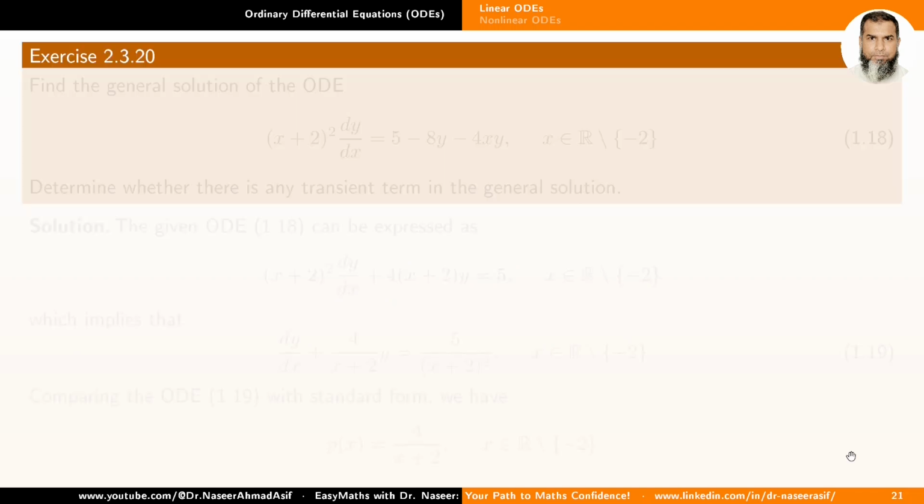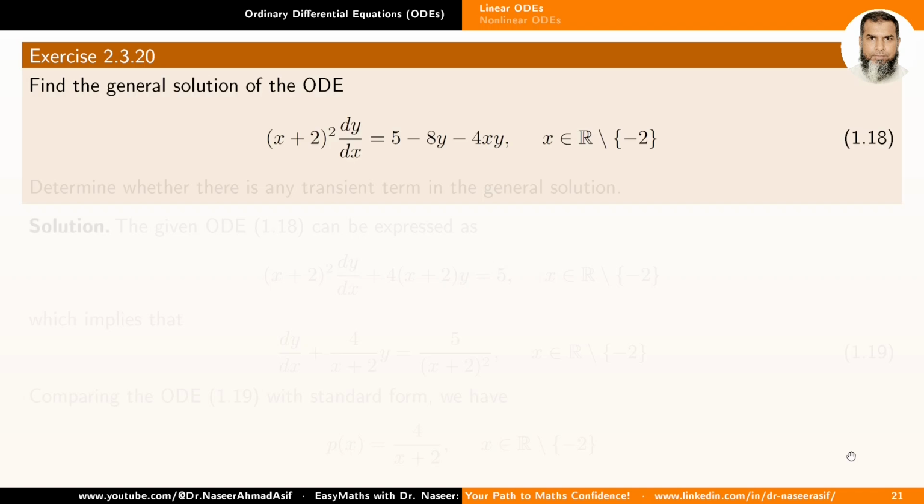We'll see another exercise. Find the general solution of the ODE (x+2)² dy/dx is equal to 5 minus 8y minus 4xy, where x belongs to R other than -2. Determine whether there is a triangular term in the general solution.